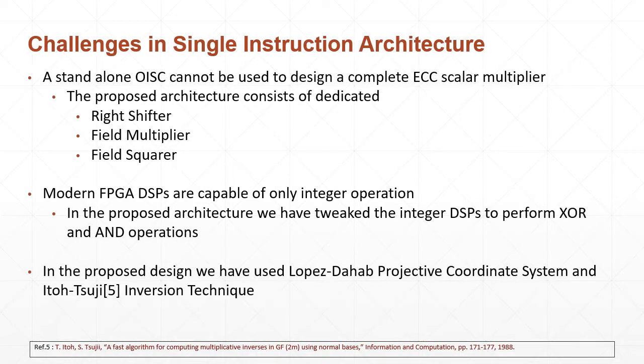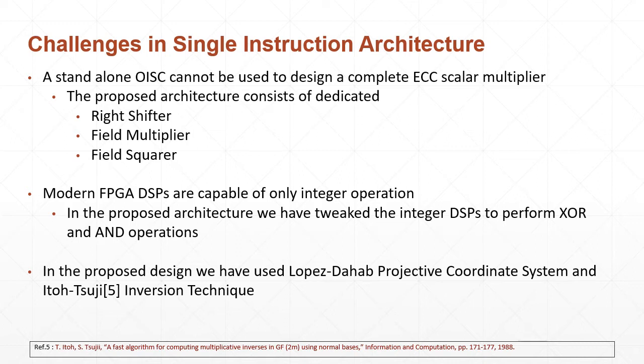But we have actually faced more than a few challenges in the single instruction architecture. A standalone single instruction architecture cannot be used to design a complete elliptic curve scalar multiplier. Now, in order to comply with the computationally intensive scalar multiplication operation, we have integrated a dedicated right shifter, a dedicated field multiplier, and a dedicated field squarer in the proposed architecture.